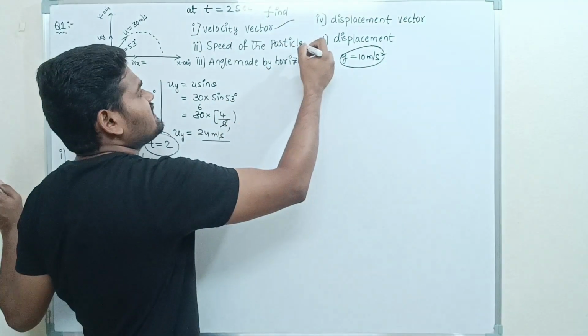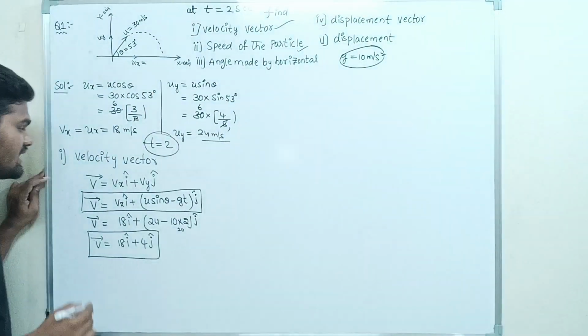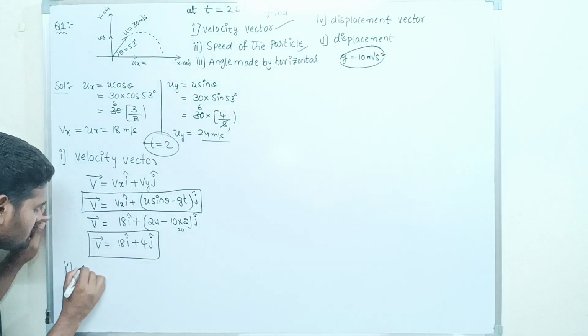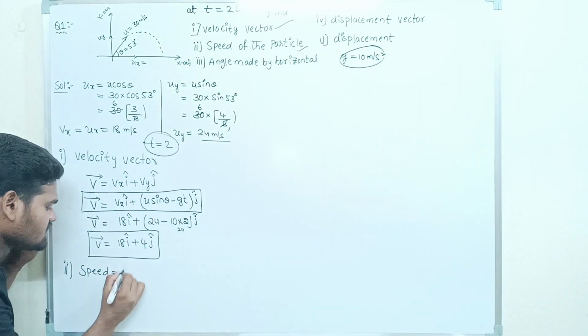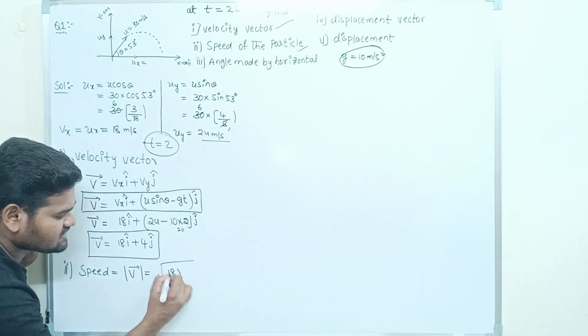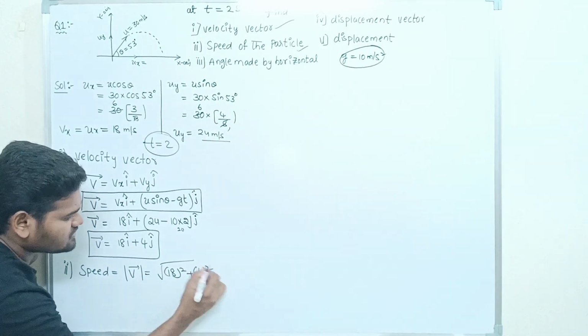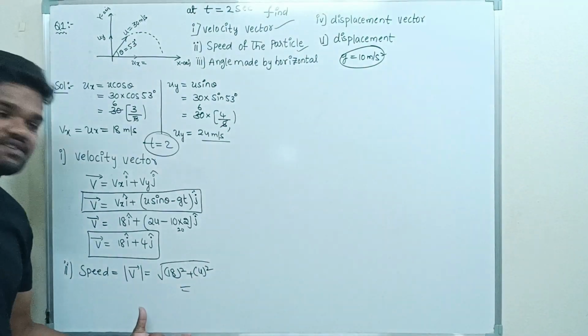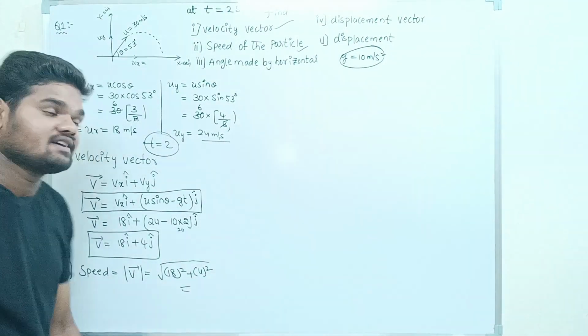So first one is over. So second one is what? We have to find the speed of the particle. So speed can be given by the magnitude of v bar. That is equal to under root of I cap square, 18 square, plus j cap square, 4 square. That's it. So just solve this equation, you will get the speed.